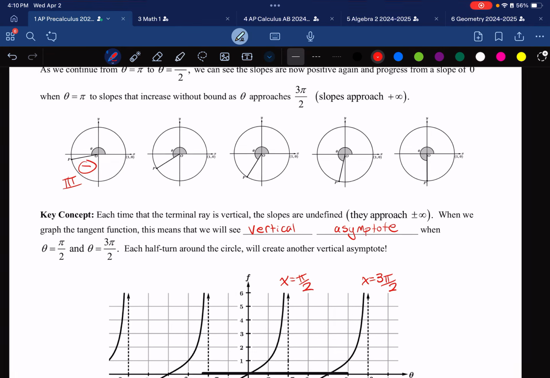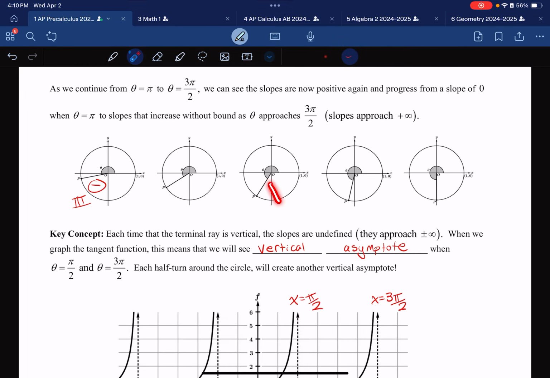Interesting, right? And then if we went even further and went down in here to quadrant 4, you'd see that all of these slopes are negative again. And the pattern here goes like this. It goes positive, negative, positive, negative. It alternates every other one.